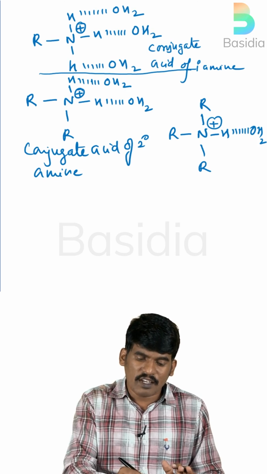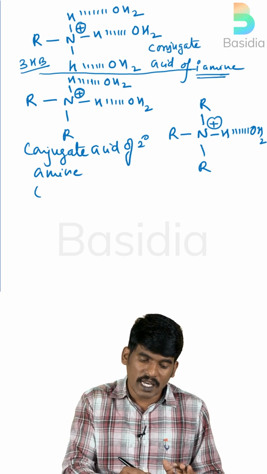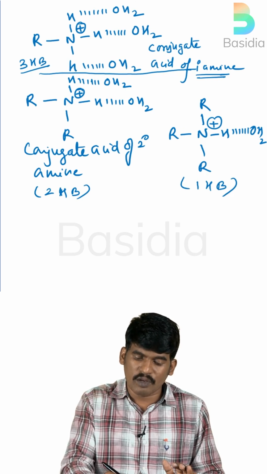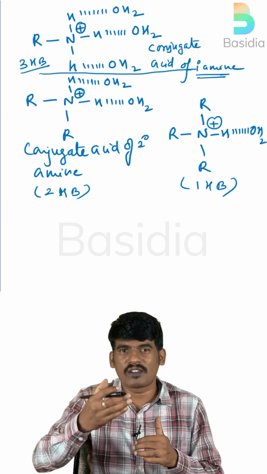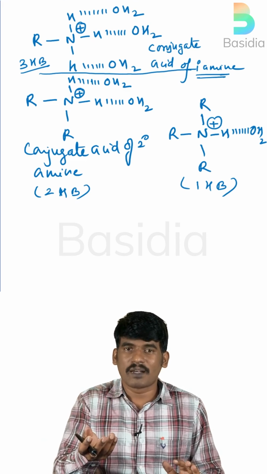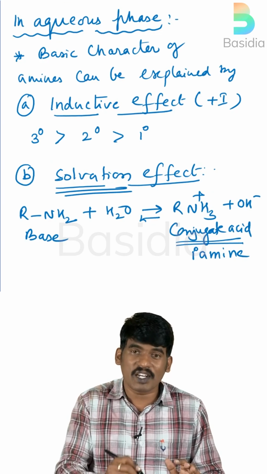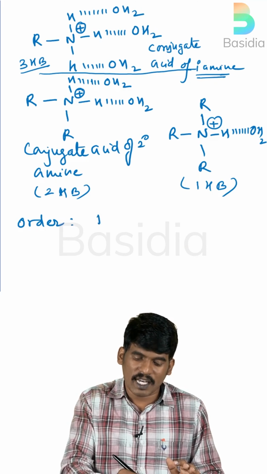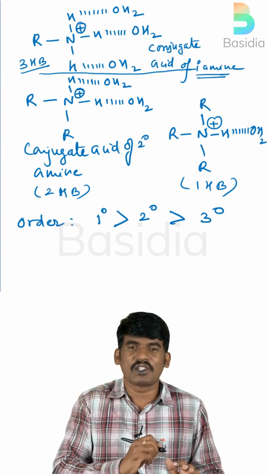So, the conjugate acid of primary amine has how many hydrogen bonds? 3 hydrogen bonds. Secondary amine has how many hydrogen bonds? 2 hydrogen bonds. Tertiary amine has how many hydrogen bonds? Only 1 hydrogen bond. So, which is more stable? As the number of hydrogen bonds increases, the extent of stability also increases. If it is more stable, the corresponding base is stronger. That means according to which effect? According to the solvation effect, the order of basic strength is given as primary amine is a stronger base than secondary, which is stronger than tertiary.